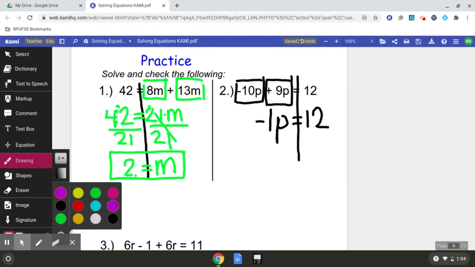Okay, and again, our goal is to solve for p. So I need to get rid of this negative 1 that's being multiplied here. So to undo multiplication, we do division. So I'm dividing by negative 1 to get p is equal to negative 12.